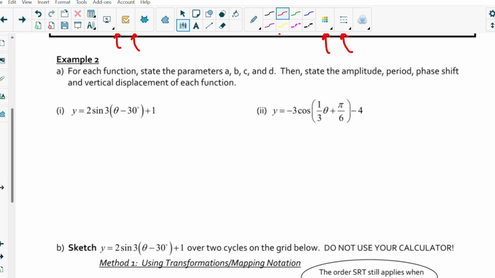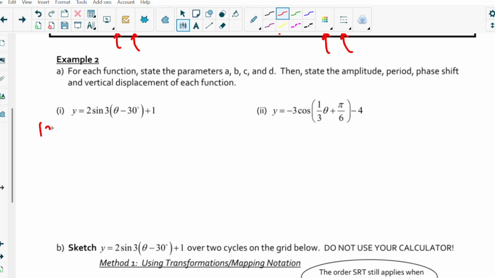Okay, let's do a couple of examples. For each function, state the parameters a, b, c, and d, then state the amplitude, period, phase shift, and vertical displacement of each function. Y equals 2 sine of 3 theta minus 30 degrees plus 1.